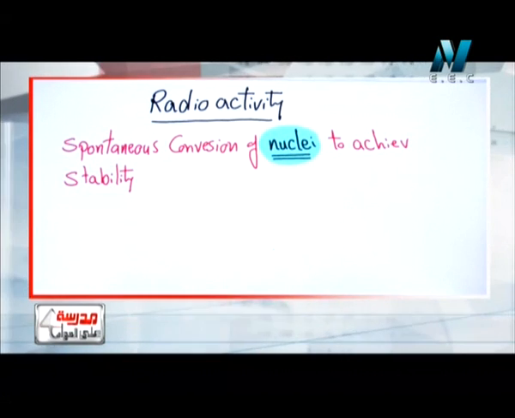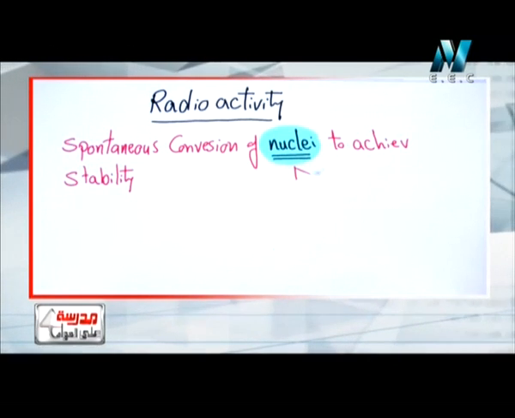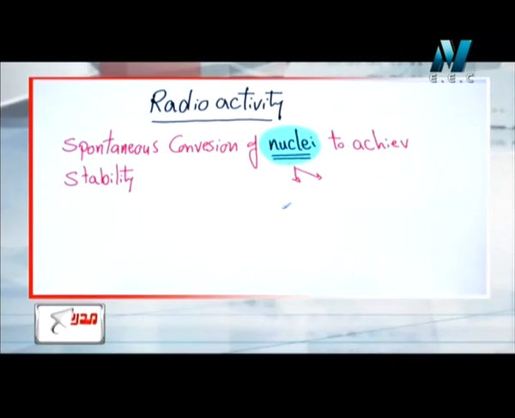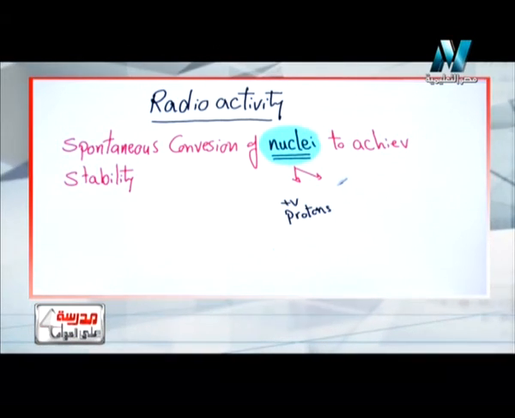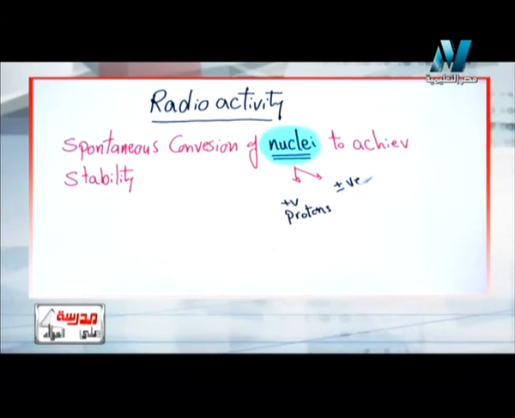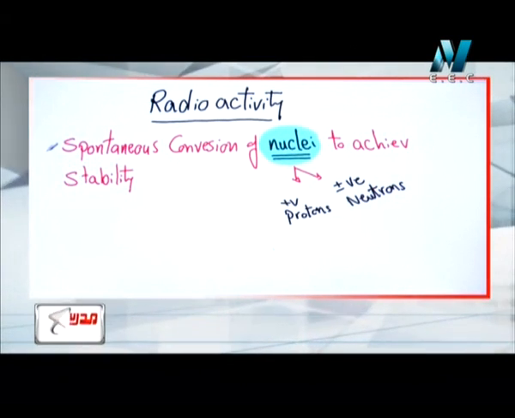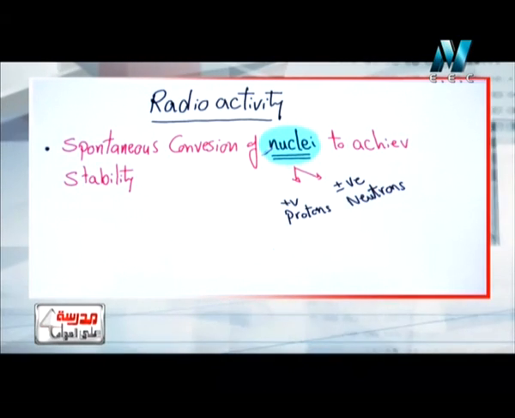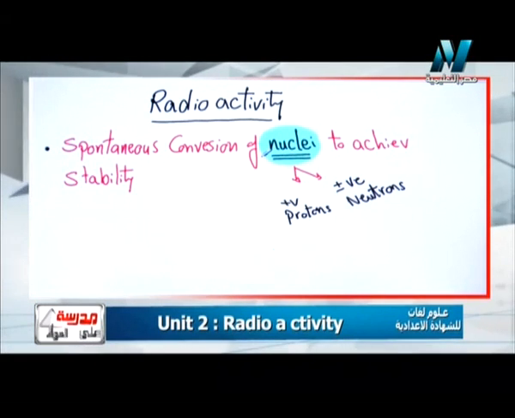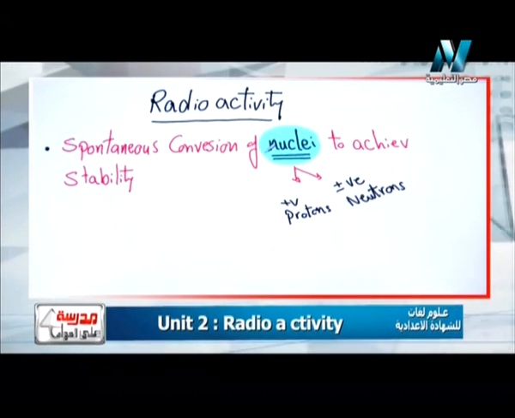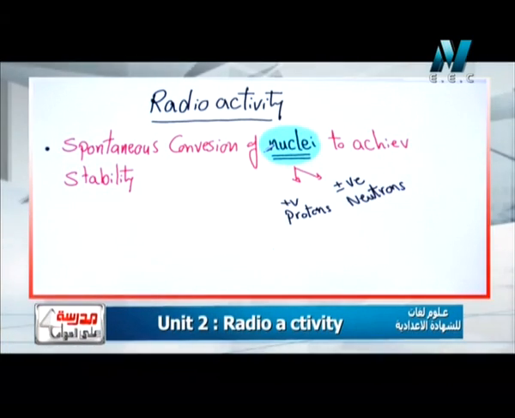And we know from first prep, any nucleus contains what? Any nuclei contain positive protons and neutral neutrons at the same time. So here we have the definition of radioactivity: spontaneous conversion of nuclei to achieve stability. Meaning they convert by themselves spontaneously in order to become stable. I think Yasser, you can understand completely what is meant by radioactivity as a phenomenon here. Yeah, sure. Do you have any problem in this definition?